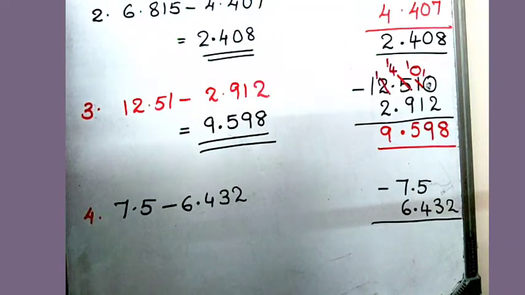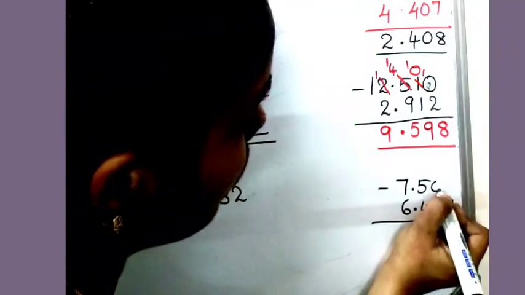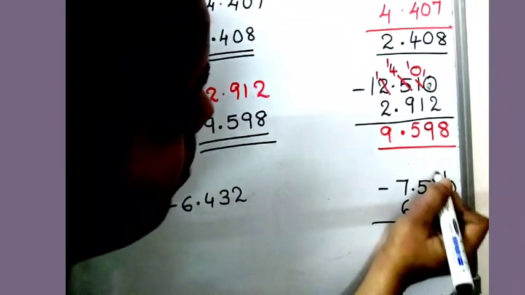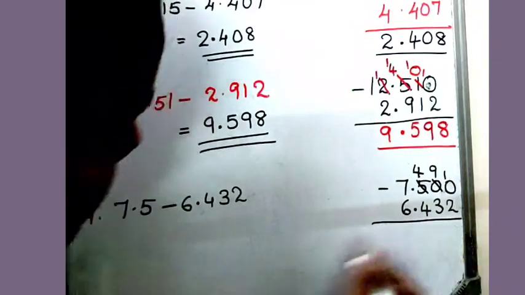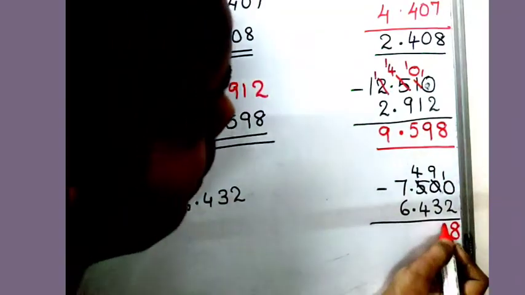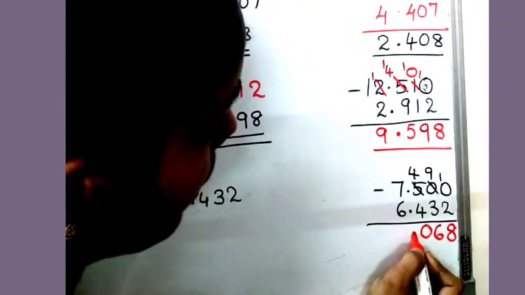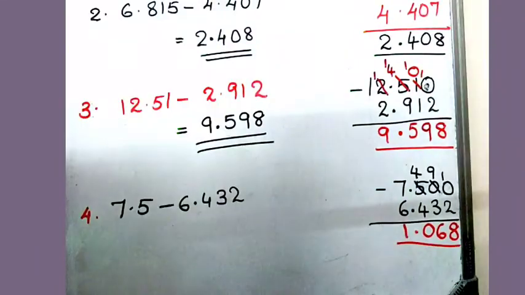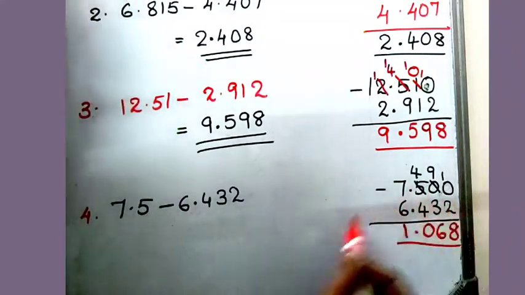What do we have to do for subtraction? We have to make these like decimal numbers. We have to put 2 zeros. This will become 10. This becomes 9. This becomes 4. 10 minus 2 is 8. 9 minus 3, 6. 4 minus 4, 0. Then put the decimal point. 7 minus 6, 1. So the answer is 1.068.